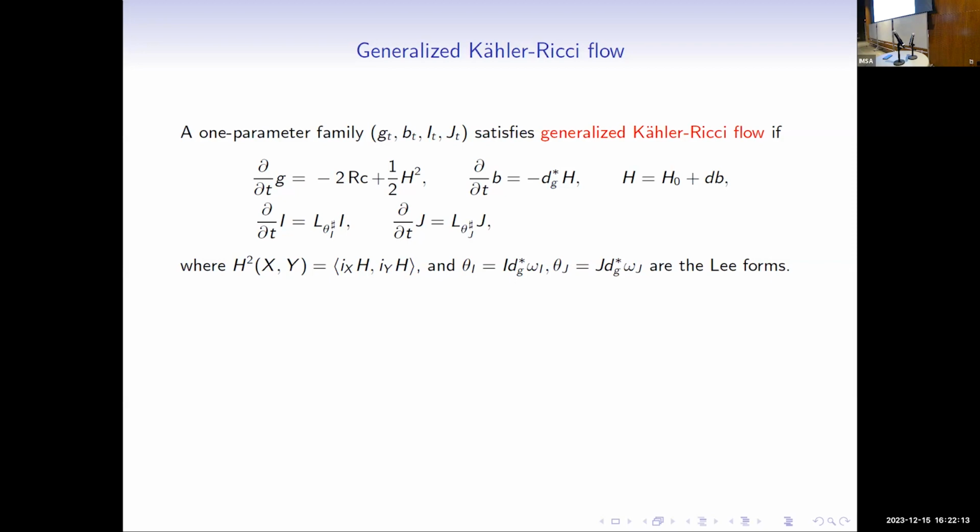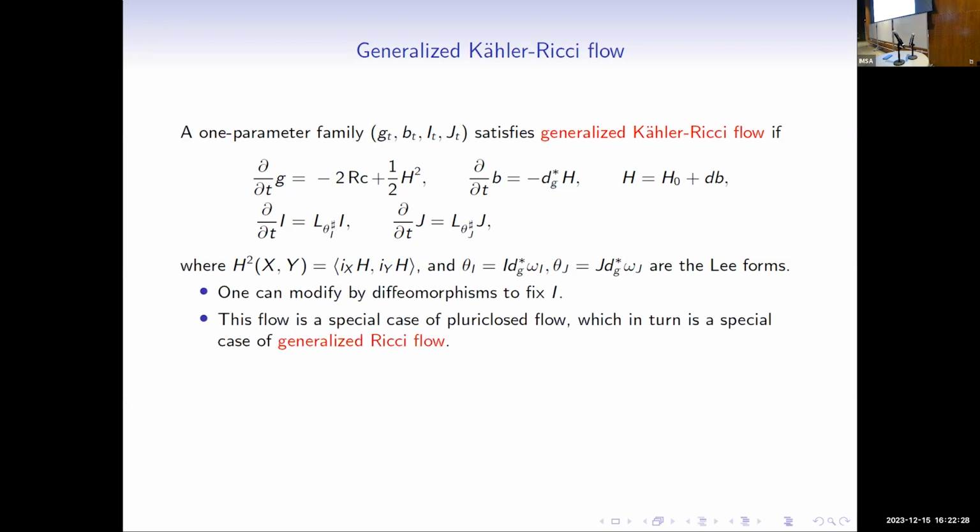And so you can gauge away one of these. You can fix one of them if you like, but not both. And as we saw in the non-degenerate case, that's key. You expect that to be the case if you're going to flow these structures.